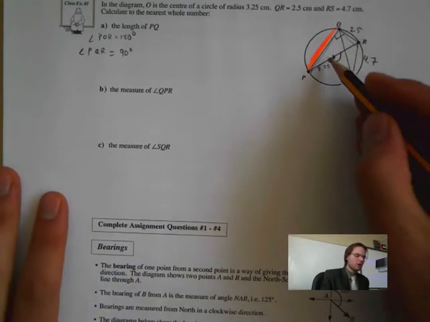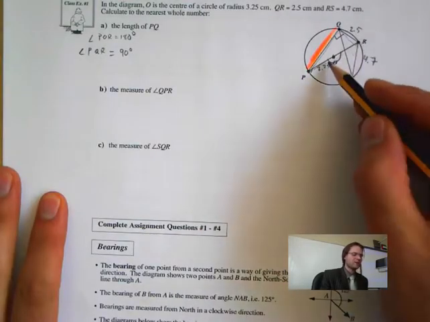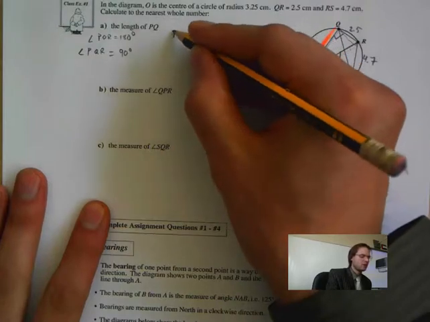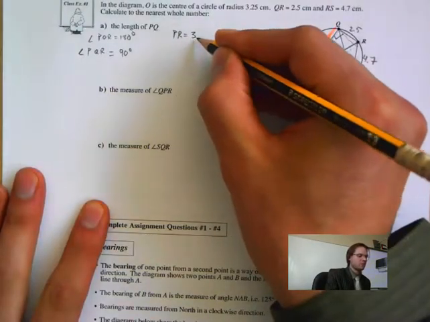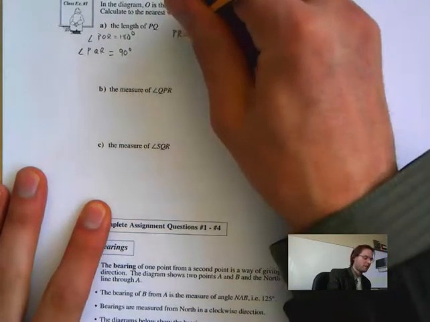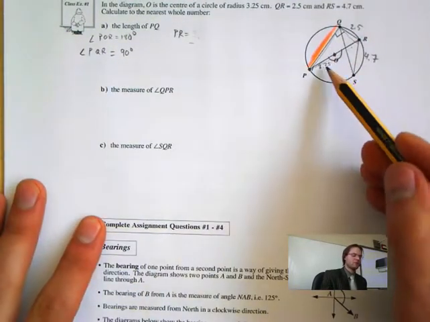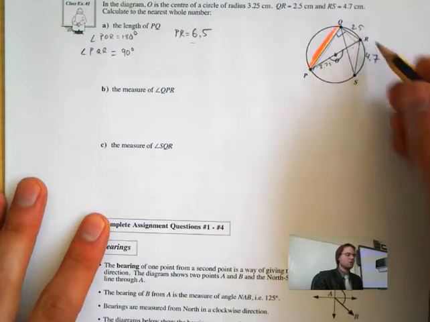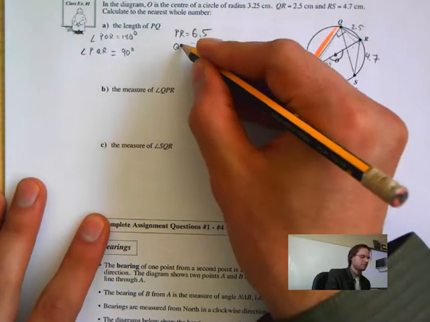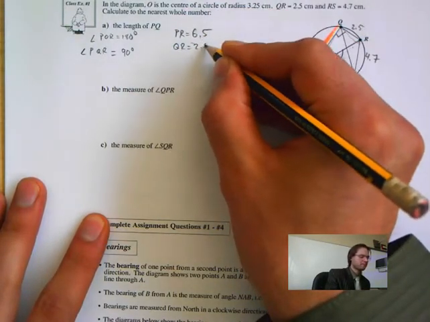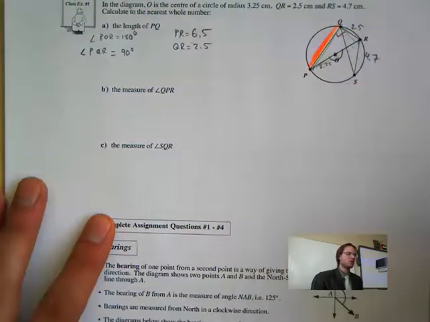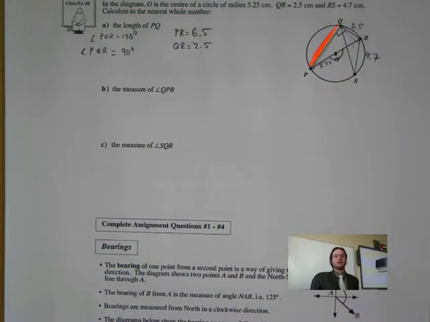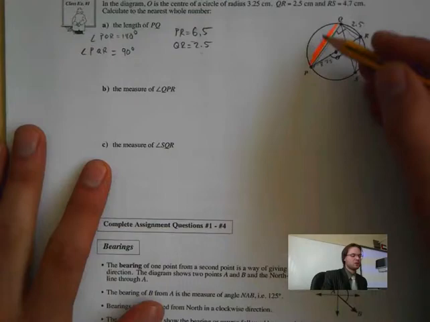Now what do we know here? We know this side here is 6.5 because it's two radiuses. So PR is equal to 6.5, two times 3.25, and 3.25 is 6.5. And we know QR is equal to 2.5. We are trying to find PQ, and PQ is not the hypotenuse, it's just an average side.